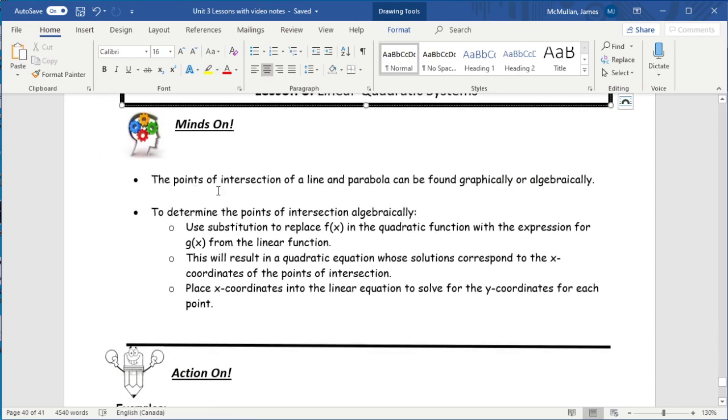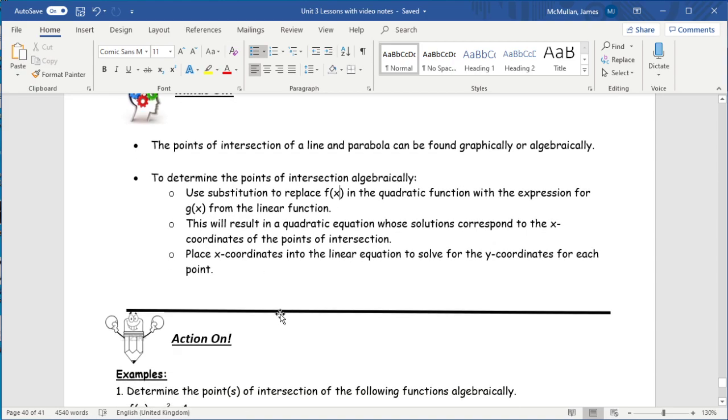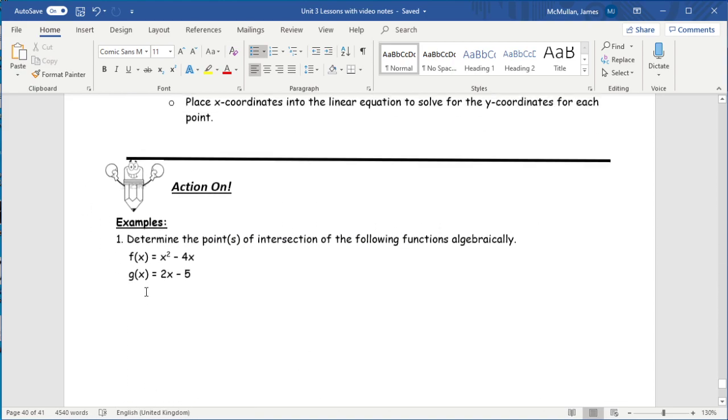So what are we going to do here? To determine how they intersect, we are going to replace the f of x with the linear function. In other words, we're going to set them equal to each other. We're going to create a related equation and then solve the related equation. And the solution to that related equation will be the x values that we need in order to get the answer. So let's try this as a first one.